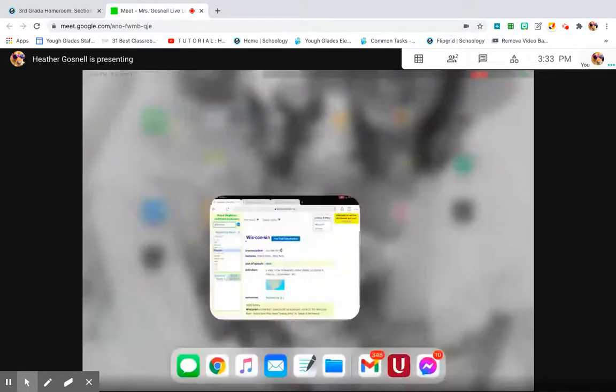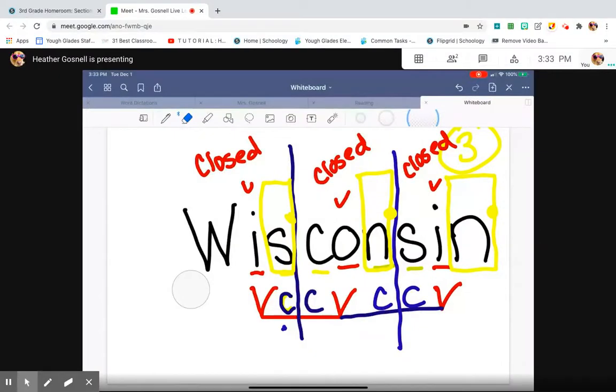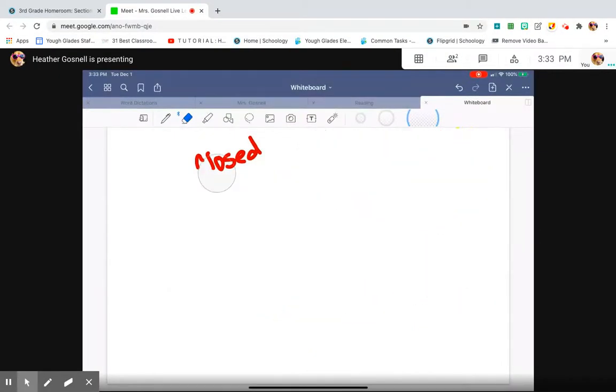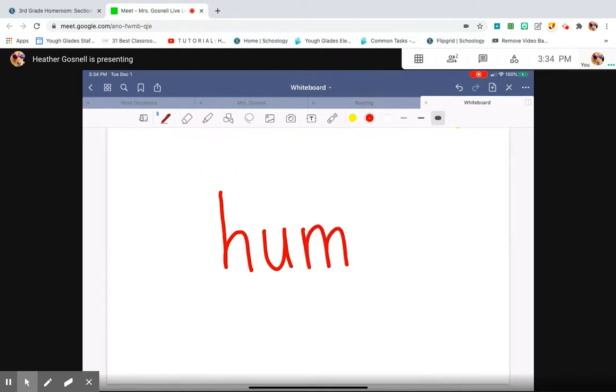So much fun. The more you do it, the better you get at it. Let's do one more for today. We are going to do a word. Let's go ahead and do this word. I already see it. Do you see it?